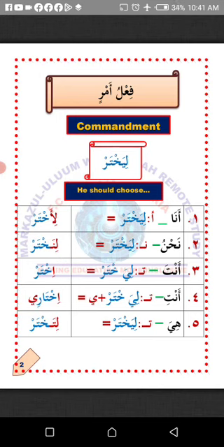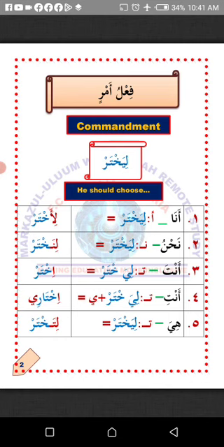We are going to learn how to instruct others in Arabic using different forms of verbs. The question is, how do we change the verb liyakhtar to suit the pronouns below? Liyakhtar simply means he should choose. He in Arabic is huwa, which is the opposite of hiya, she. So how do we now change the verb liyakhtar to suit the following pronouns?